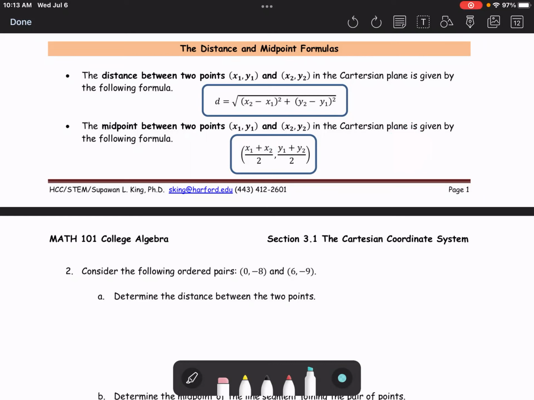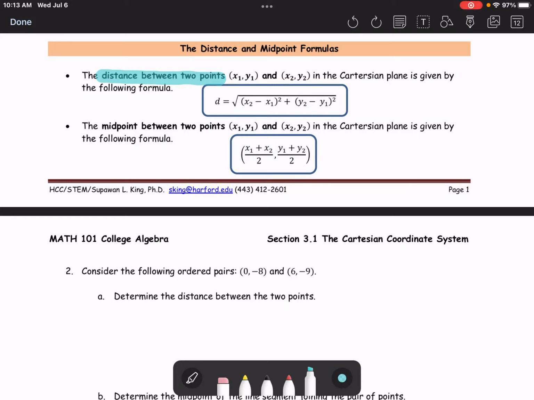The distance and midpoint formulas. The distance between 2 points (x1, y1) and (x2, y2) in the Cartesian plane is given by the formula d equals the square root of the square of x2 minus x1 plus the square of y2 minus y1.